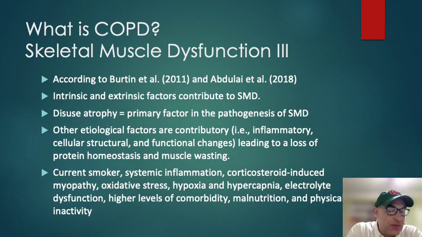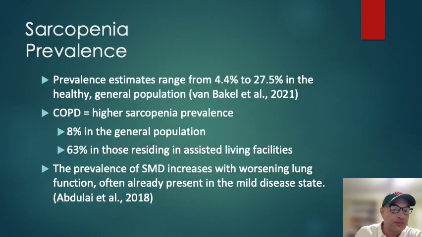In some cases, patients end up on oral corticosteroids, sometimes for too long a period of time, which can be very problematic, inducing a form of myopathy. And we see other factors like oxidative stress, hypoxia, hypercapnia, and comorbidity being a factor, malnutrition being a factor, and certainly something that we definitely can do something about, which is what levels of physical activity somebody's getting.